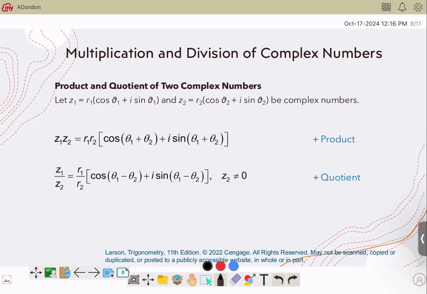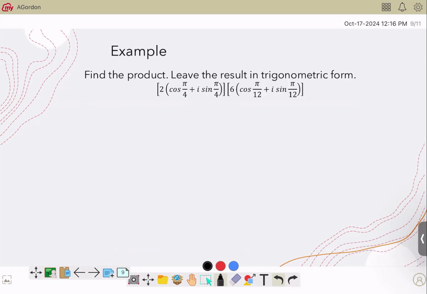Like with exponents, when you're multiplying, you add the exponents. When you're dividing, you subtract the exponents. Same with logarithms. When you're expanding and condensing, multiplication becomes addition and division becomes subtraction. Something similar is happening here when we are multiplying and dividing complex numbers in their trigonometric form. So first we're going to multiply, and we're just going to leave the answer in trigonometric form. So we're not going to try to simplify it to a standard complex number.